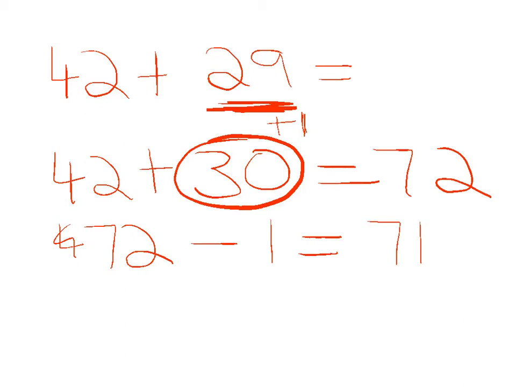Again, go over those steps again. First thing we did was we made the 29 into a tidy number, and it becomes 30 because the nearest tidy number to 29 is 30. We went 42 plus 30 equals 72, and then we went 72 take away 1, and we took away 1 because we added this 1 here to the 29 to make it 30. So 72 take away 1 makes 71. Let's try one more example, a bit more complicated.